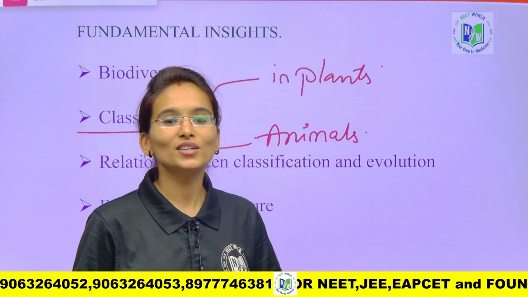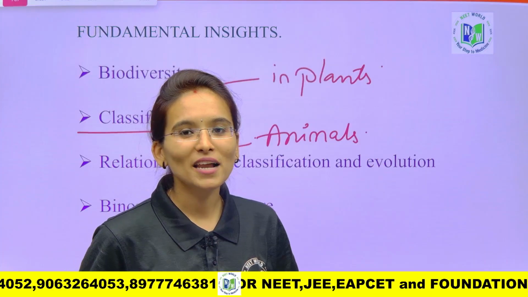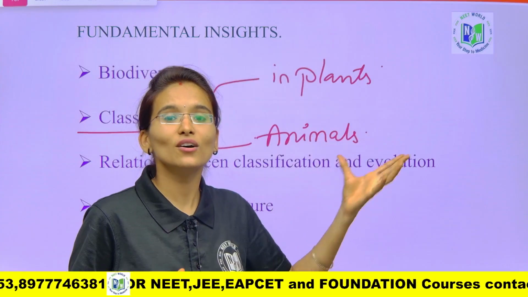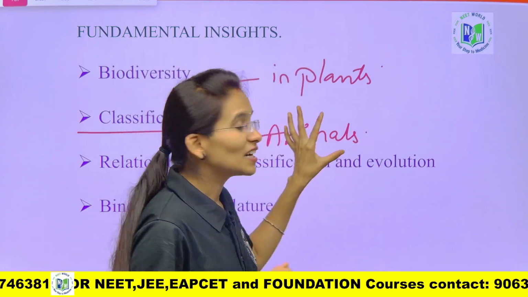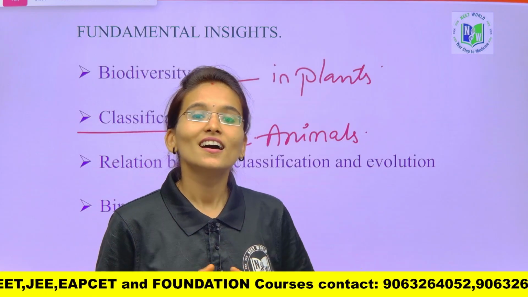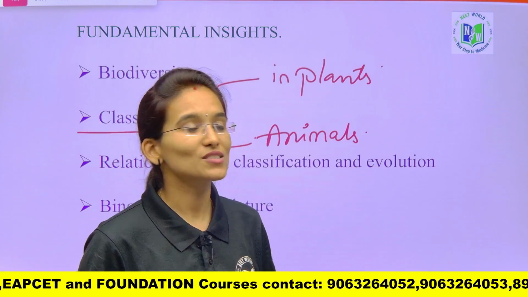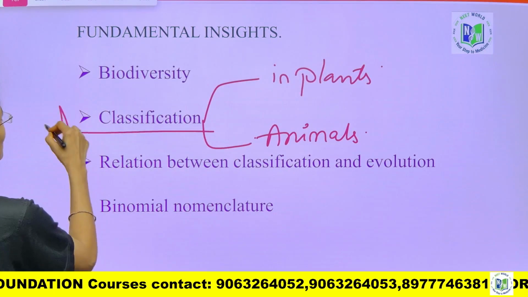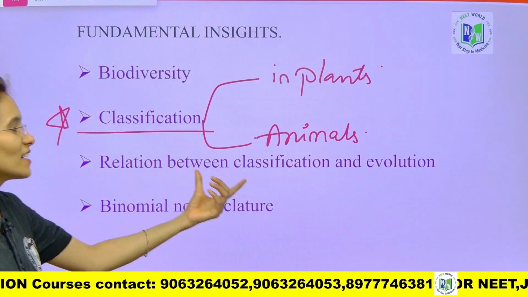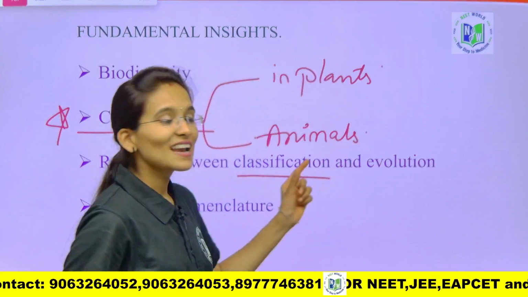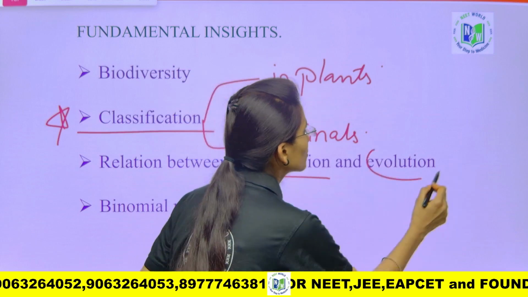These all you are going to learn under the five kingdom classification, and then when it comes to animal classification, there you are going to learn about 10 different phyla based on the levels of organization. So you are going to cover this completely under the subtopic classification, and next you are going to understand in detail the relationship between classification and evolution.